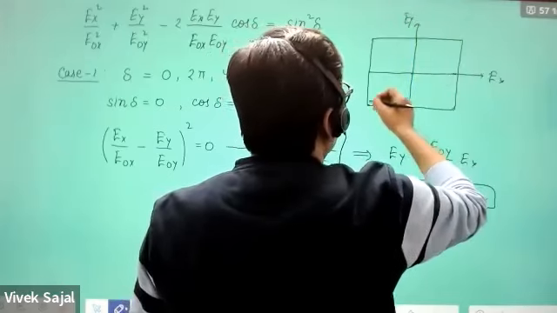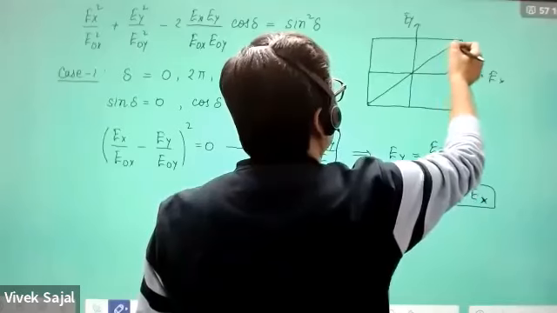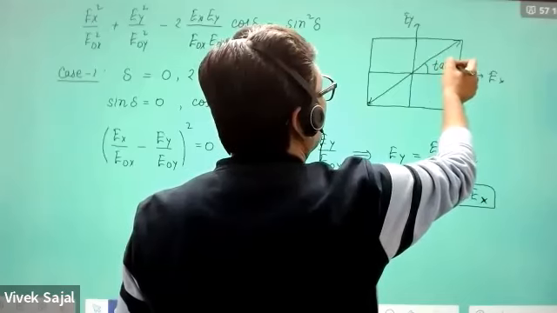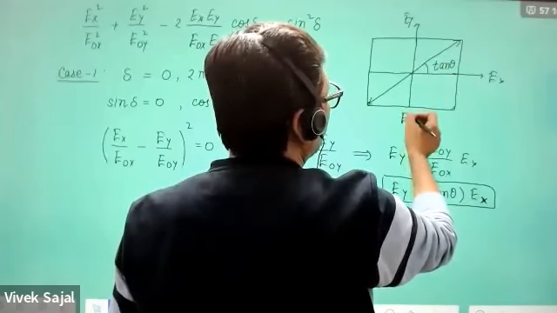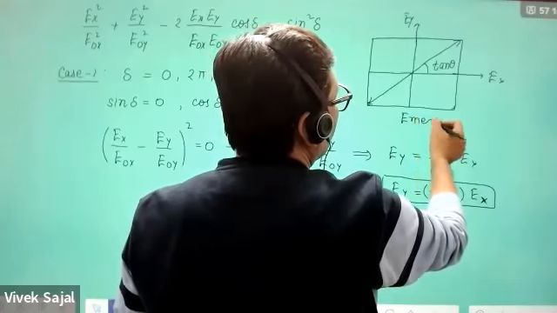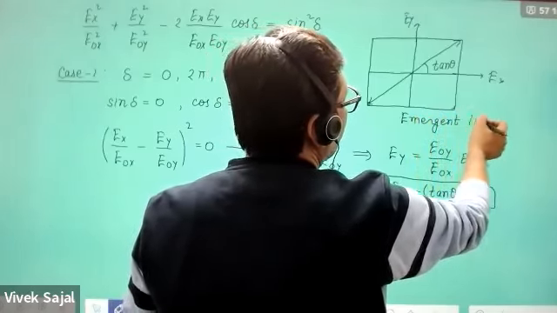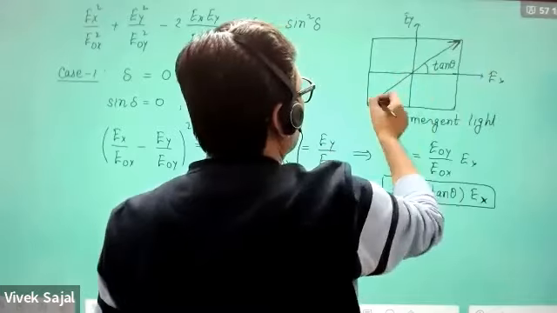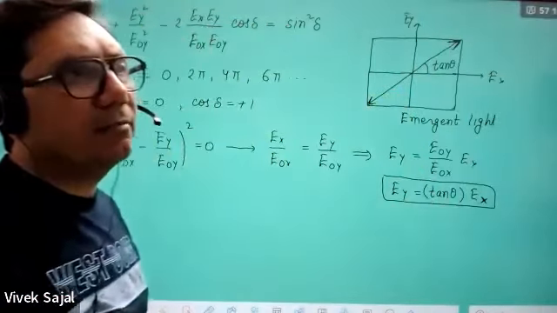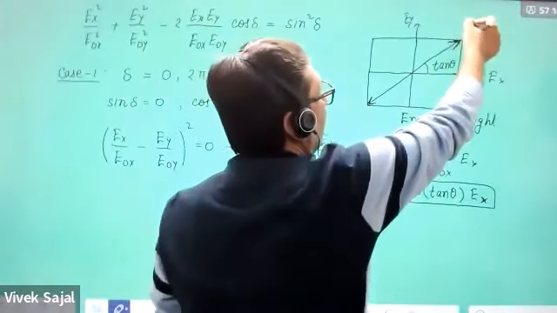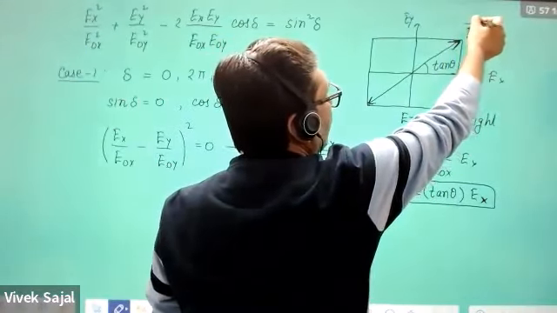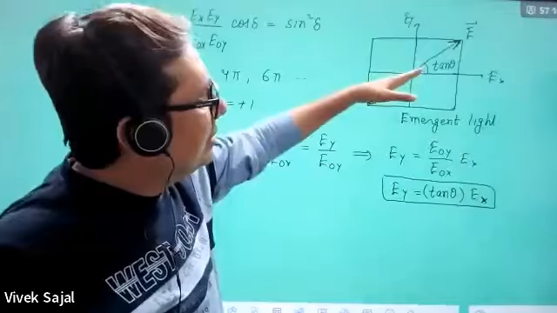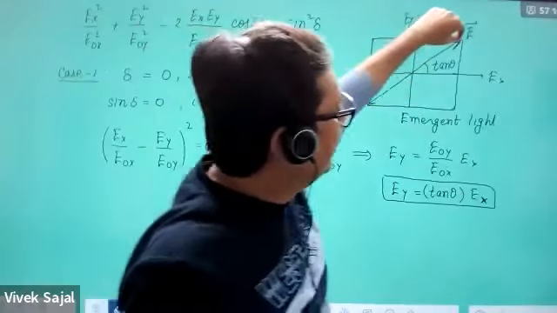So what will this light be? This light will be the same. This is tan theta. This is emergent light. And what type of light is this? Your electric vector will be like this. Now you are going to call this the emergent electric vector E. So this is the same vector that was incident. What is this light? This is plane polarized light. This is the electric vector.